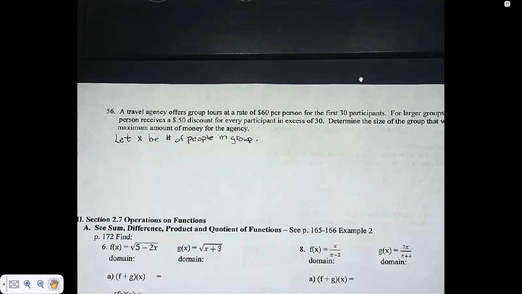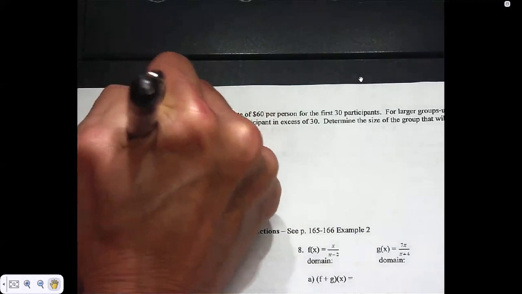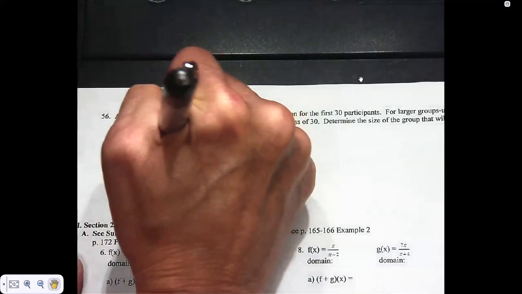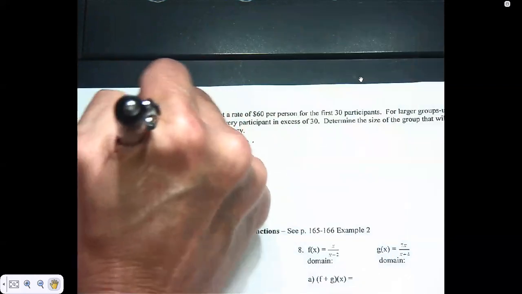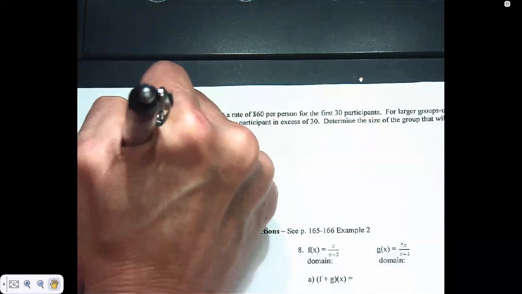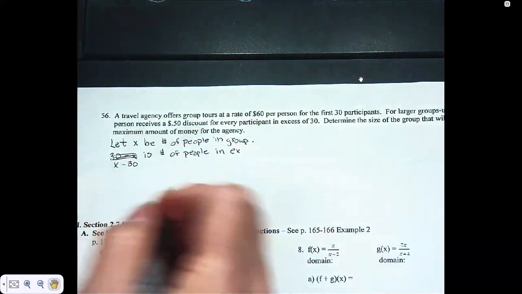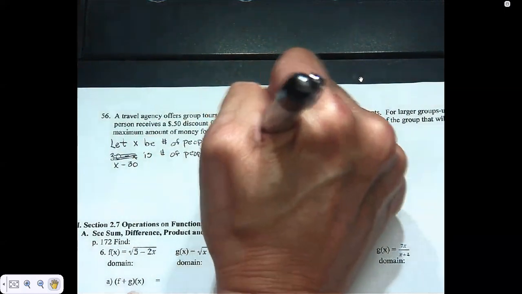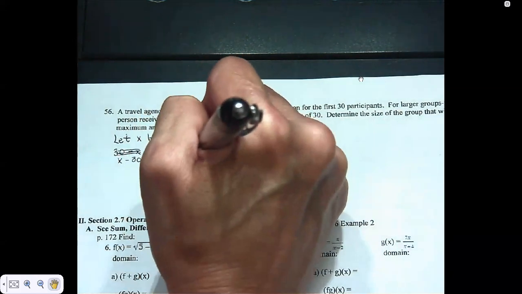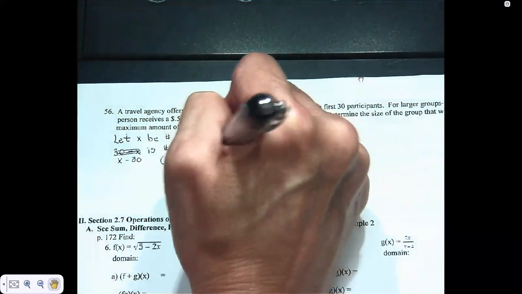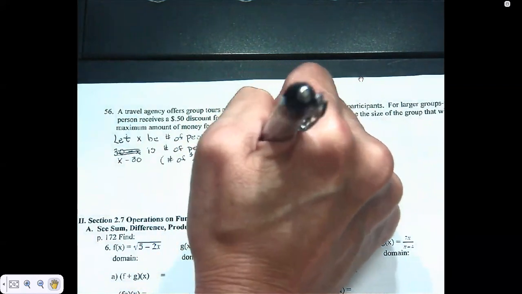30 minus X is the number of people... yes, it would be X minus 30. Yeah, unless you're taking a negative number of people on a trip. That would be the easiest to supervise. X minus 30 is the number of people in excess of 30, which is also the number of 50 cent discounts. Everybody's going to get a 50 cent discount for the number of people over 30.